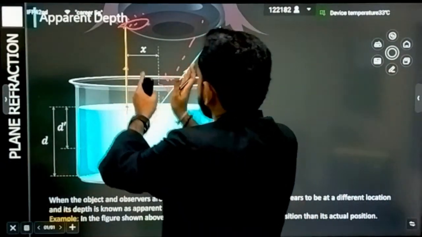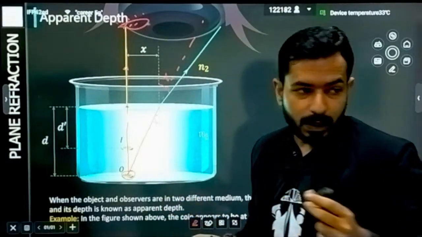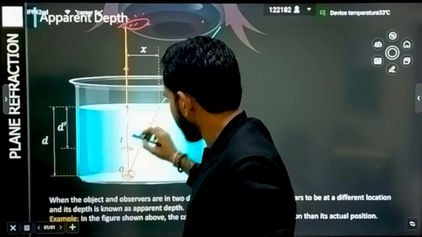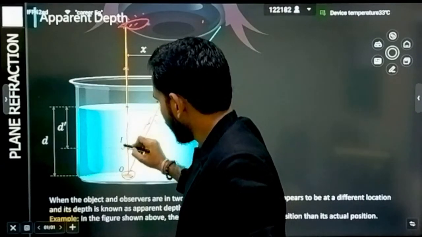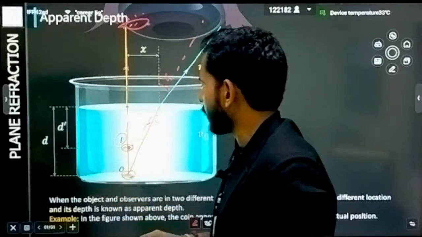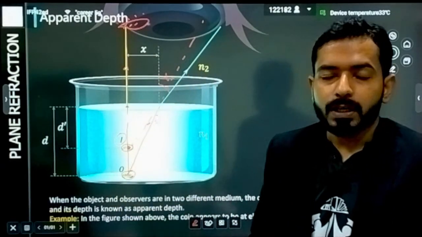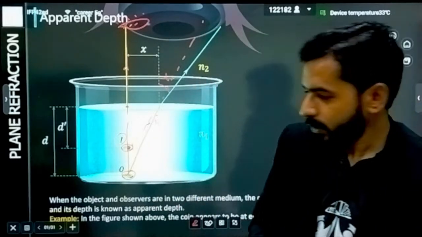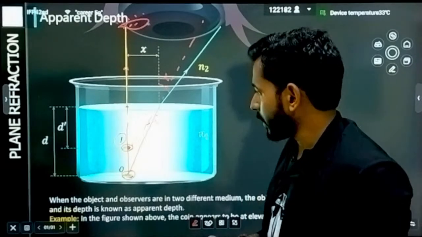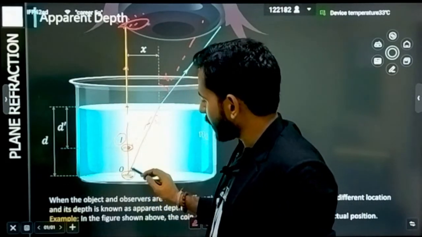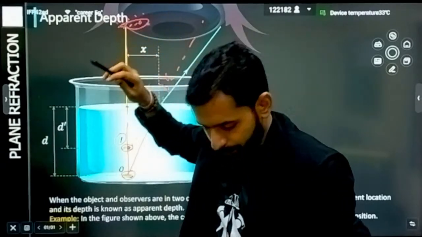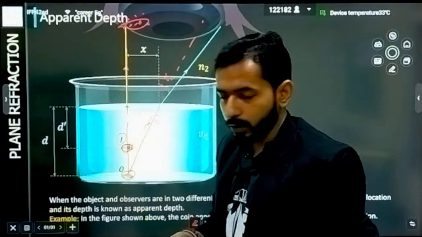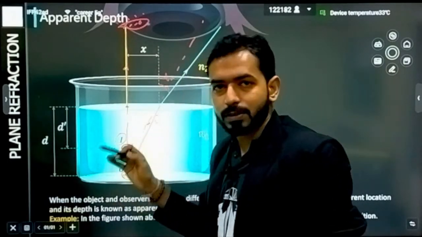So if I try to converge at this point, these rays are never going to converge. That means it will form a virtual image. When you extend these, the two rays appear to converge at this point, and this point will be the image point, because the intersection point of two refracted rays is called the point of image. So the actual object is kept here, but as you watch from above, you will feel the image is closer, and yes, the image is actually closer.